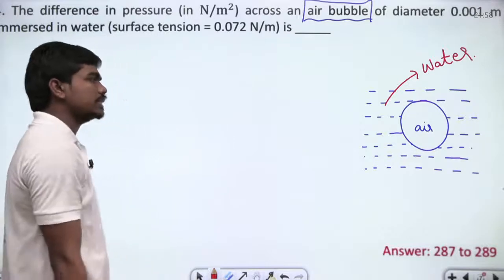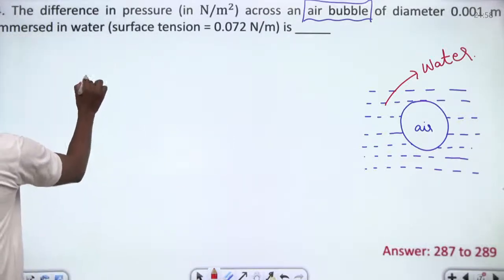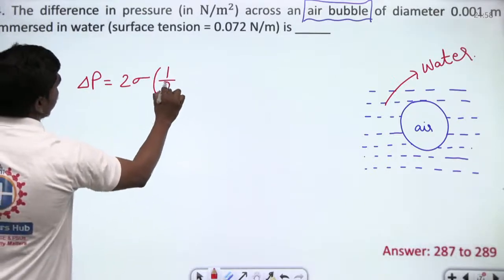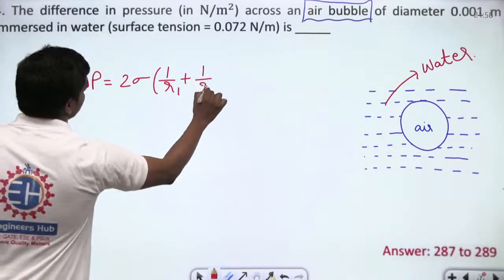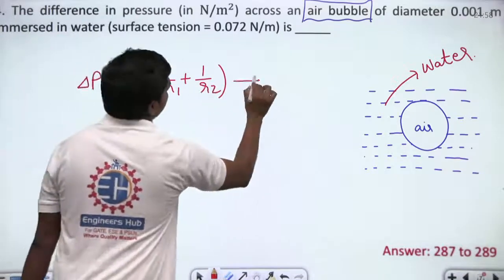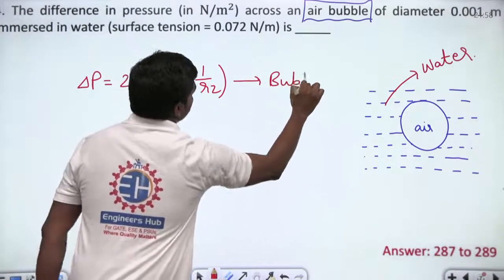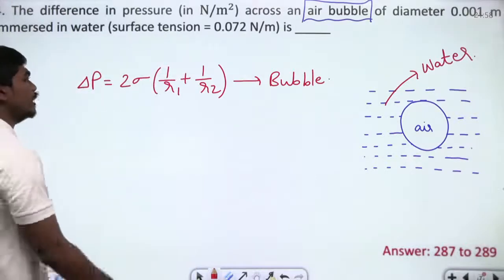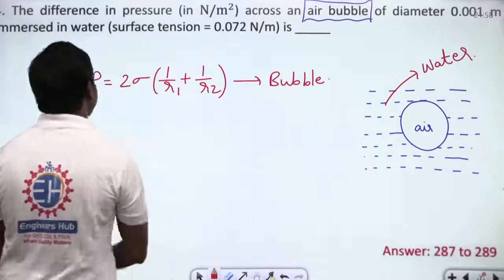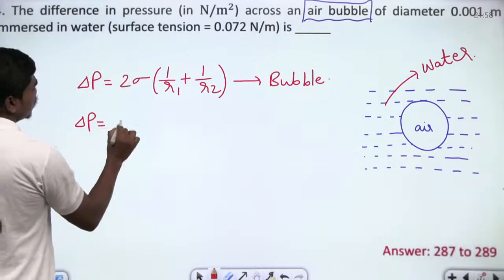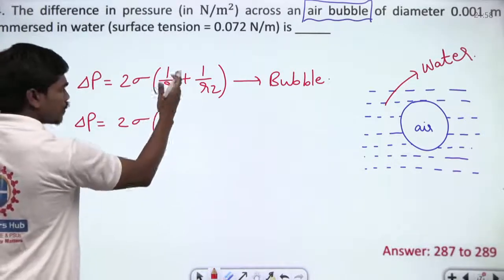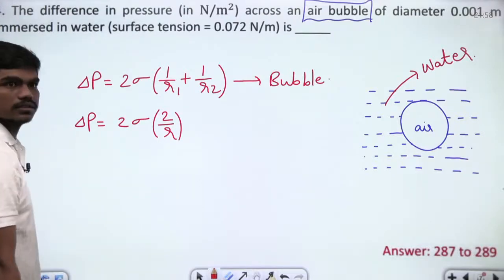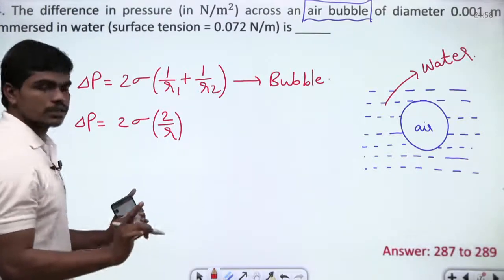If the bubble is immersed inside the water, I told you that the pressure difference, in case of a bubble, is 2 sigma into 1 by R1 plus 1 by R2, correct? In case of bubbles, we have seen this yesterday. If this is a perfect sphere, then delta P, the pressure difference, is 2 sigma into 1 by R plus 1 by R, which is 2 by R. Yes?